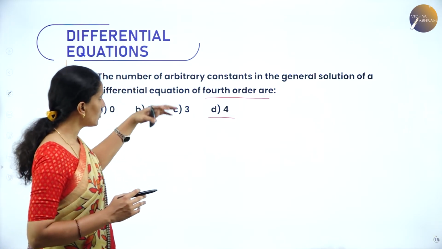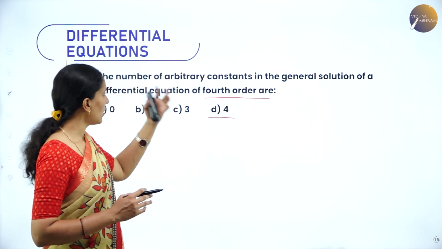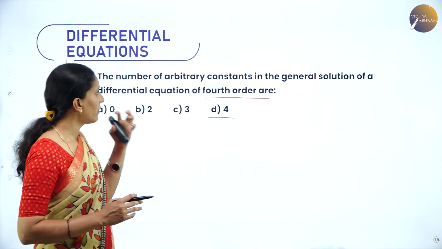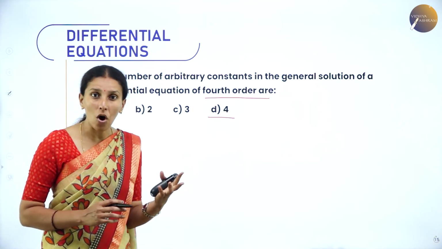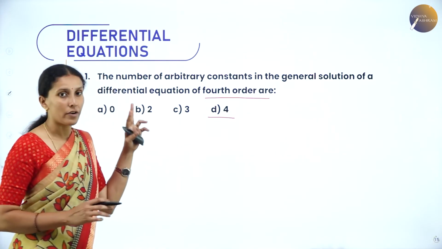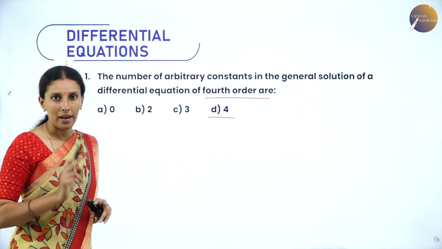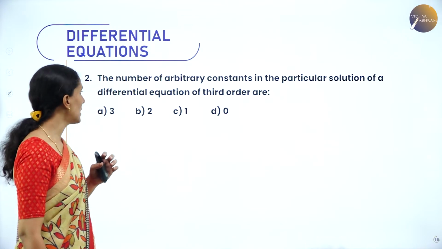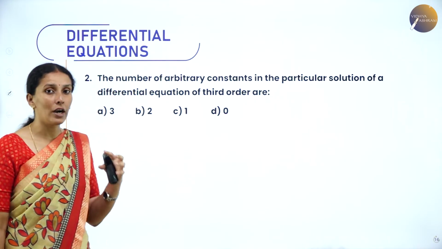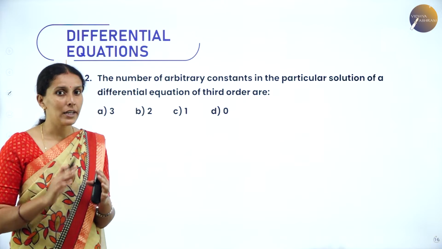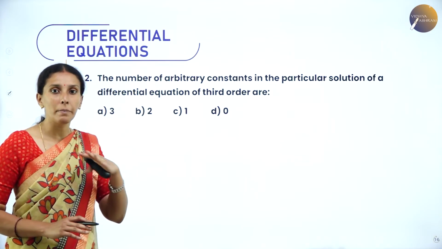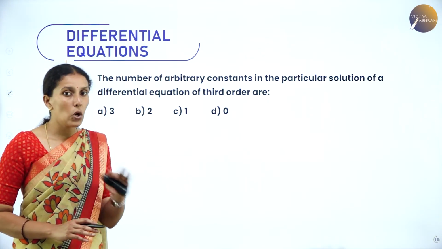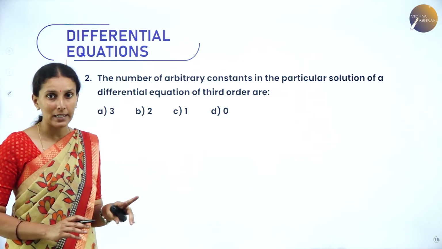Similarly, if your differential equation is of nth order, then the number of arbitrary constants in the general solution is equal to n. Next, the number of arbitrary constants in the particular solution of a differential equation of third order. As I said, a particular solution is free from arbitrary constants. There will be no arbitrary constant in a particular solution.